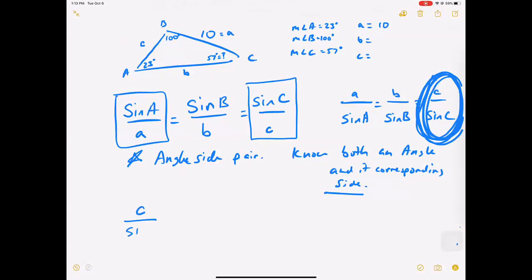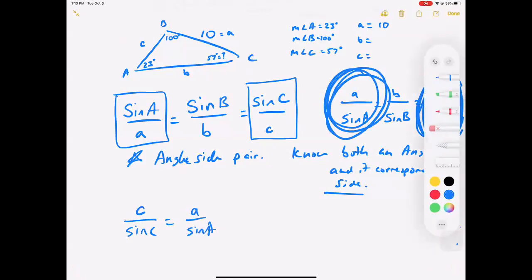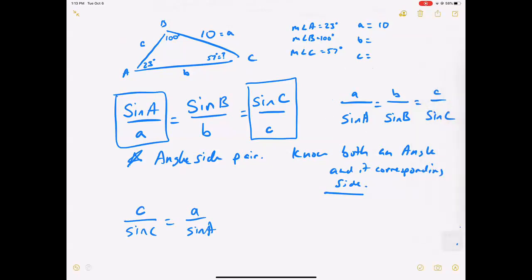Over sine C is equal to, what do we know? We know about A, don't we? So this is equal to A over sine A. Right? So please take a look at how we set this up. You must set this up when you first start.